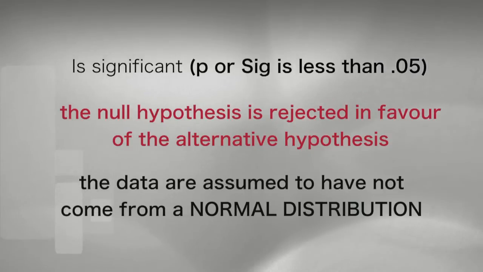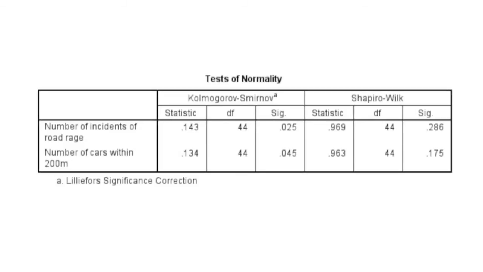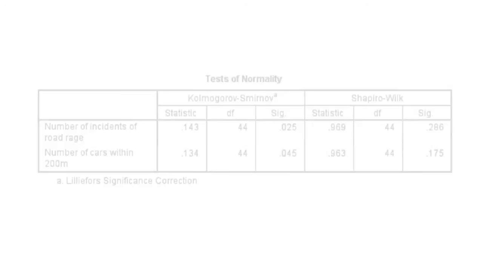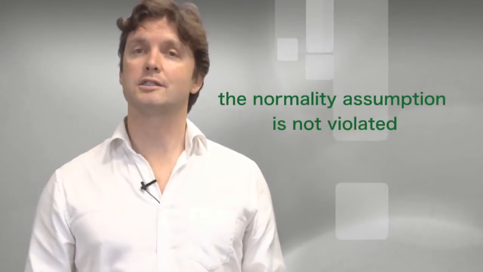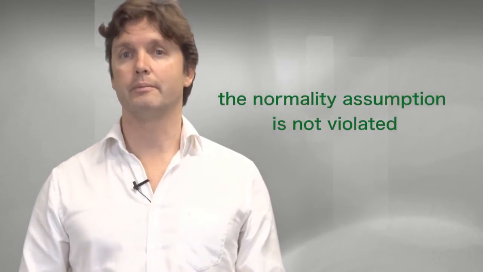So here the Shapiro-Wilk is 0.969 and the sig value is equal to 0.286 for the number of incidents of road rage variable, and 0.963 with a sig value of 0.175 for the number of cars within 200 metres variable. And this suggests that the normality assumption is not violated.